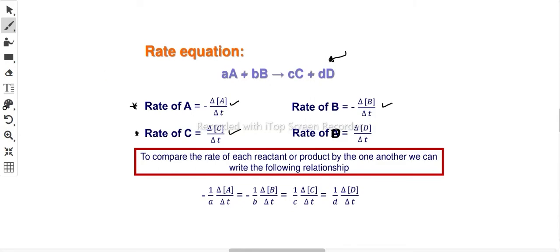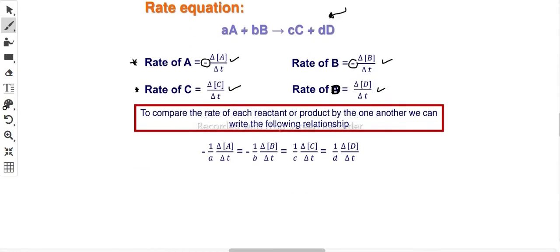Okay, in this situation, you can find that the negative is presented in the case of reactants, and we took this before. What is the rate equation? The rate equation is an equation that we can use in order to compare the rate of each reactant or product to one another. How can we write this rate equation? It's presented right here.